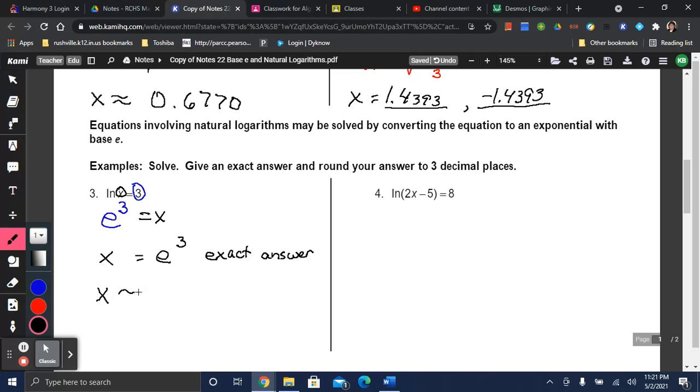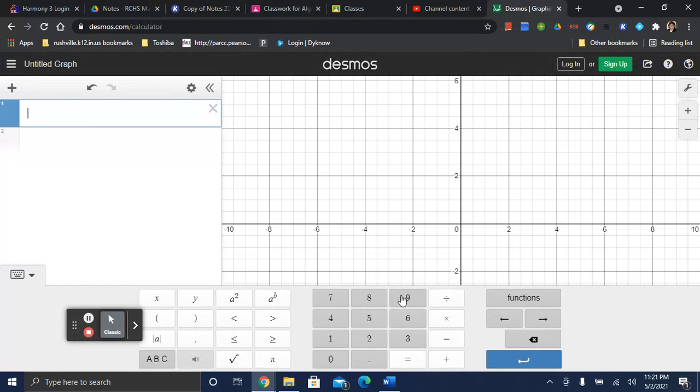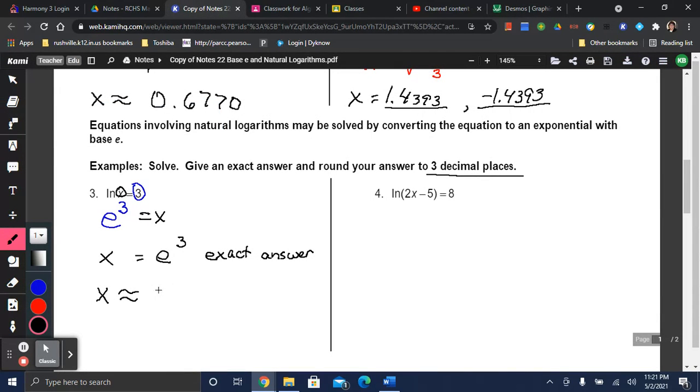It did ask for us to approximate it to, this time, 3 decimal places. So e to the 3rd power, we'll take a look at what that is. E, you can just actually use your keyboard, E, and then raise it to the 3rd power, and you get 20.0855. So your 4th digit is a 5, and that rounds the 3rd one up to a 6. So 20.086 for the decimal approximation.